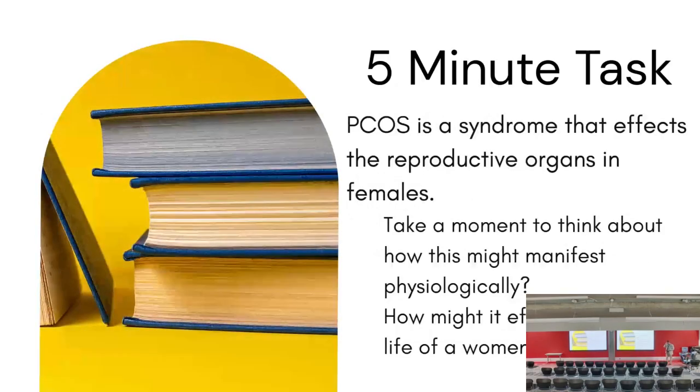So, first off, I want you to have a think. You can stop this presentation right now, if you'd like, and think about this. PCOS is a syndrome that affects the reproductive organs in adult females, but also adolescents. And because it affects the reproductive organs, have a think about how that potentially manifests physiologically, what happens, and what are the consequences of this.